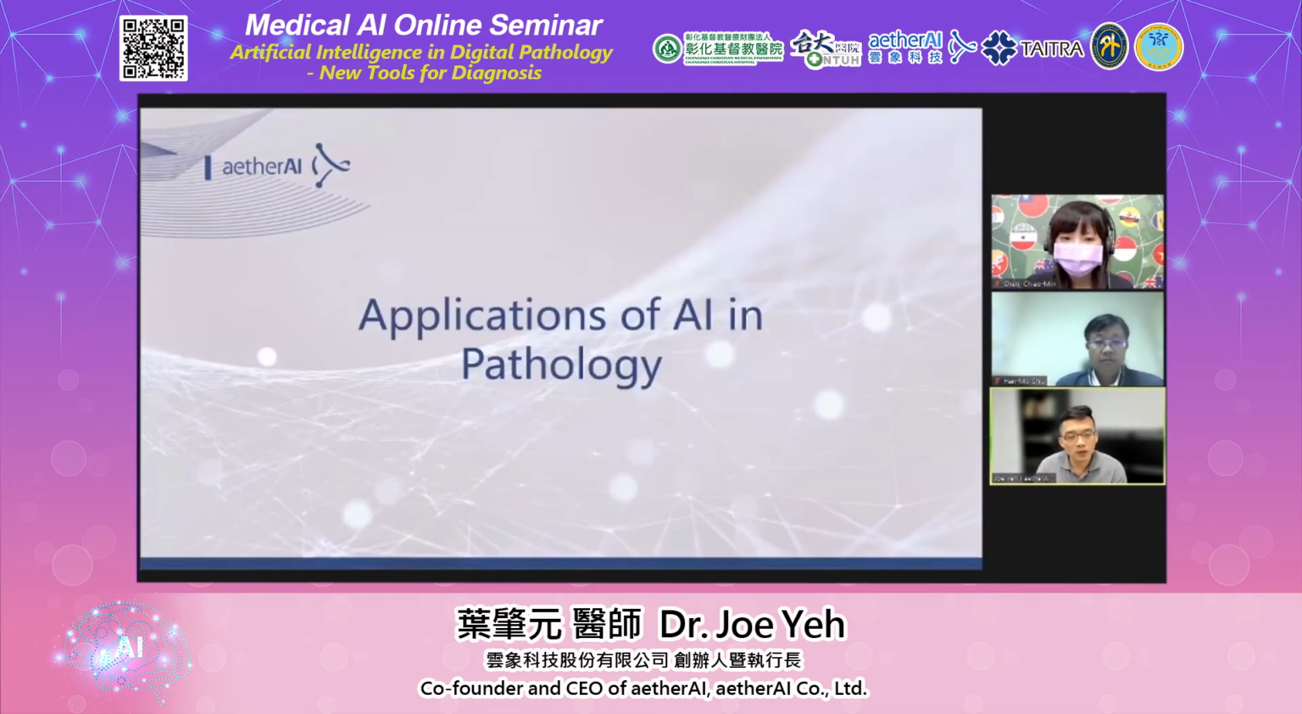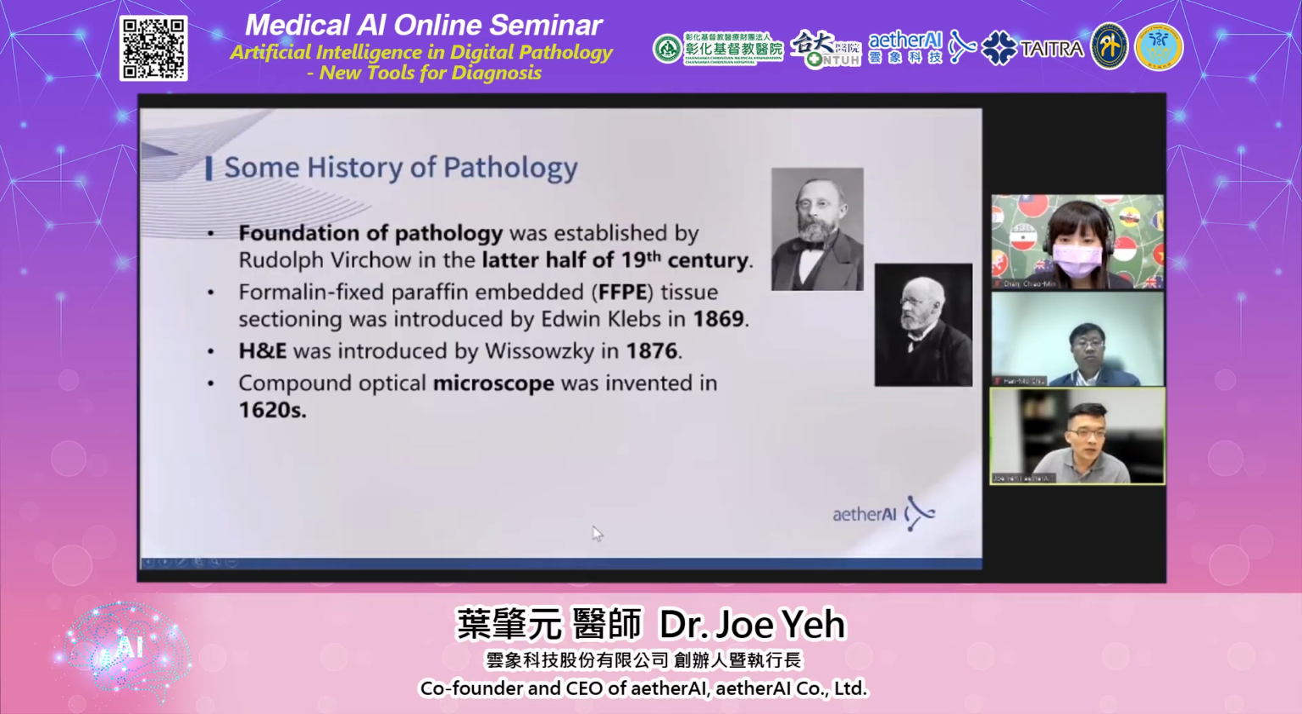Then I'm going to follow on and provide you with some examples of applications of pathology AI that we are developing in the company. First, I would like to briefly introduce some of pathology's history. The foundation of modern pathology was established in the latter half of the 19th century by Dr. Rudolf Virchow. He's called the father of modern pathology. And the most commonly used formalin-fixed paraffin-embedded tissue section method, also called the FFPE method, was introduced in 1869.